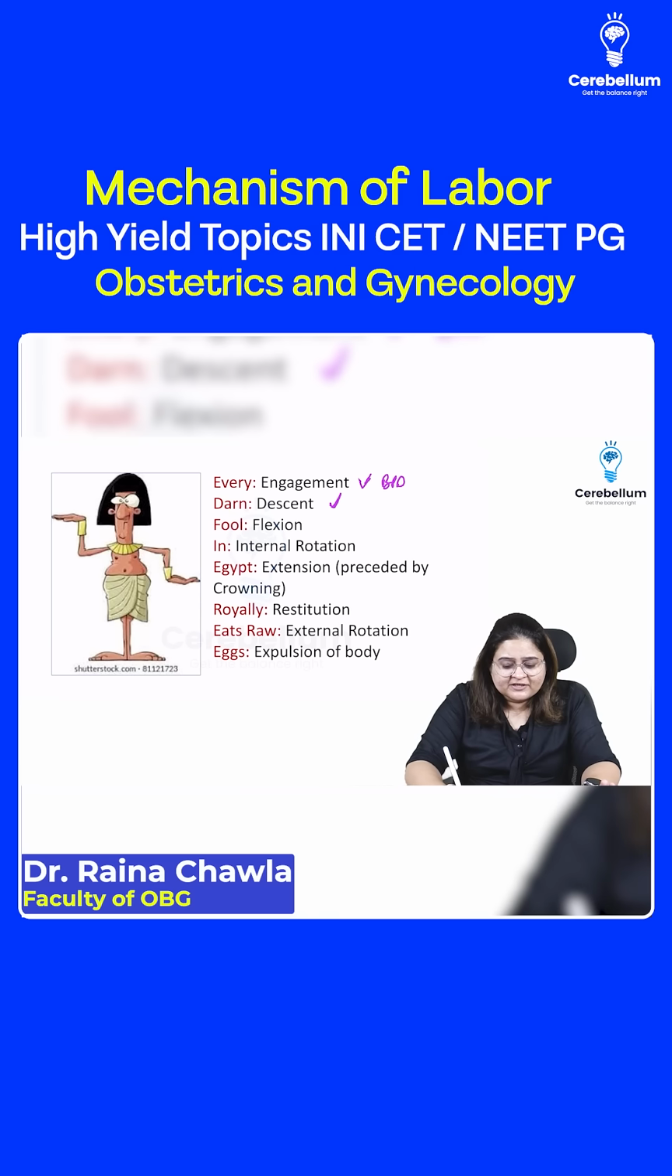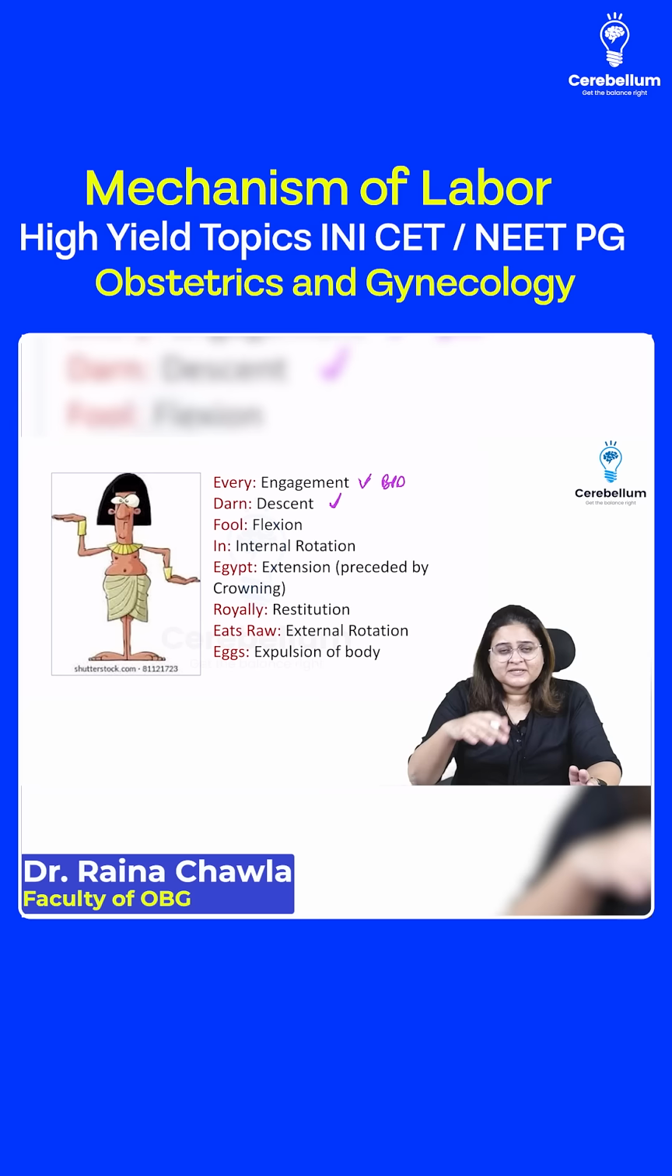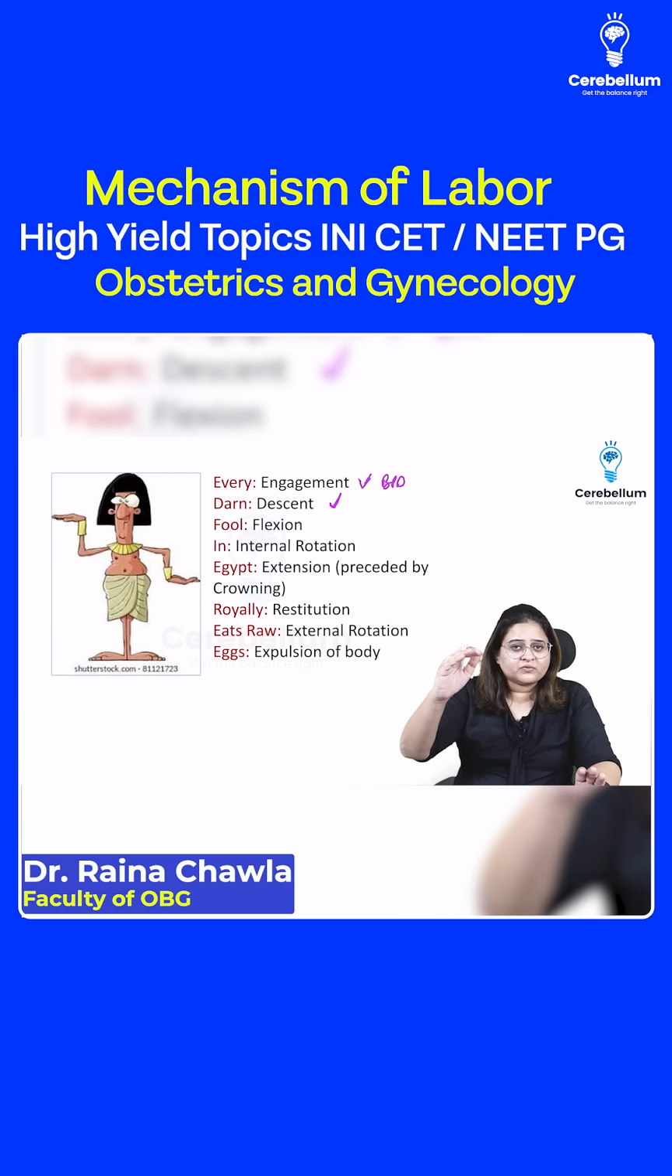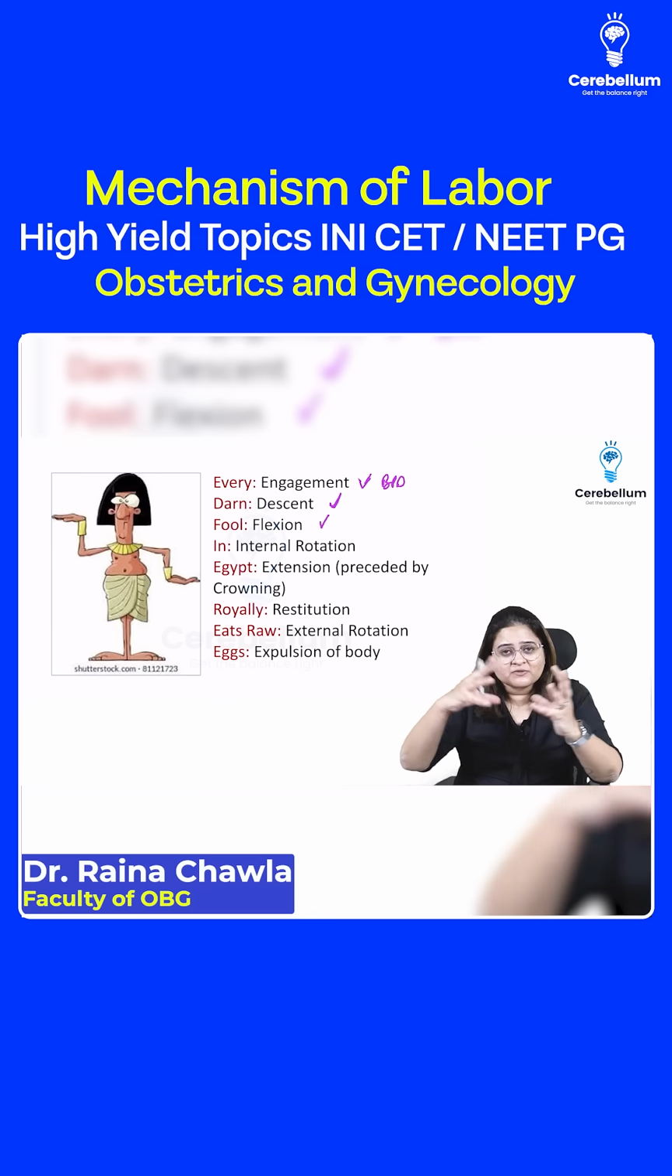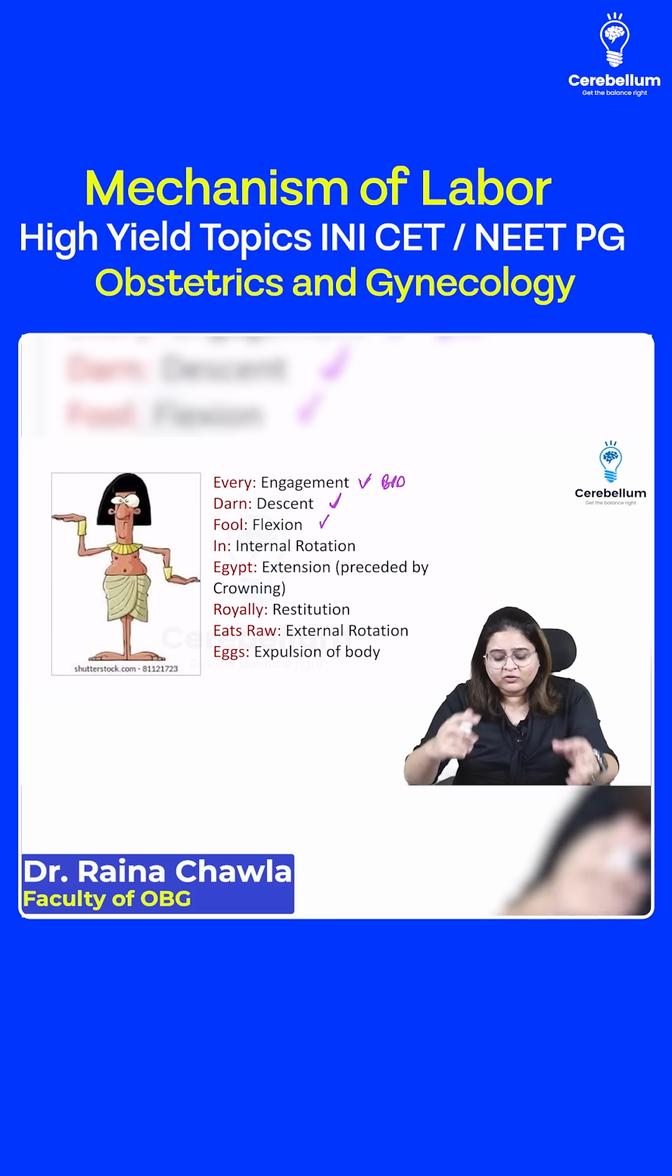The next is descent. Remember, descent is put as the second step, but it is actually a continuous process happening throughout. Okay, it's not like it's happened and then stopped. No, it will continuously happen till the baby comes out. Then you have flexion. That is, the flexion of the head is most important because the diameter becomes smaller and smaller. The baby becomes more compact.